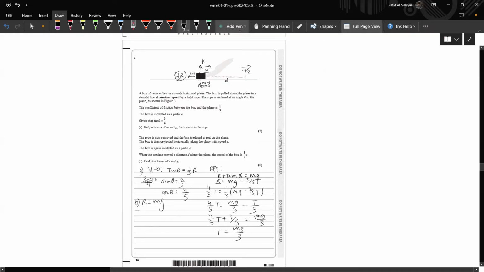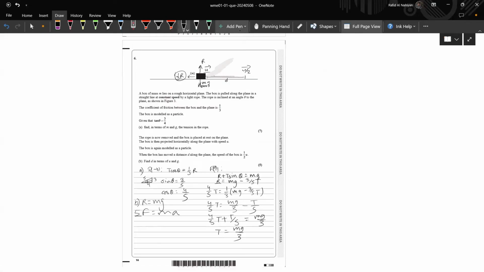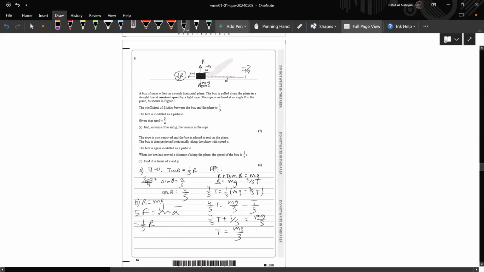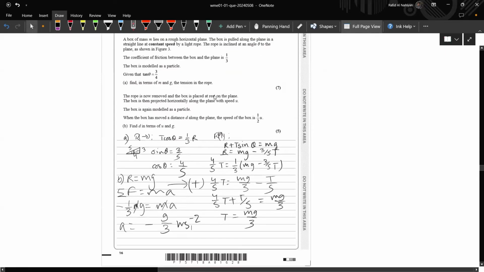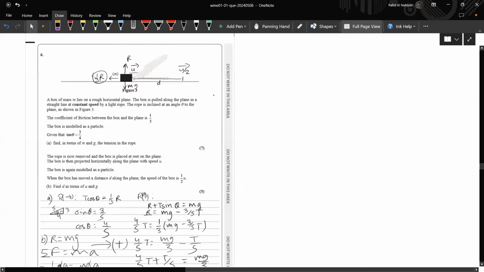And now I can actually find the acceleration with this: the sum of all the forces is equal to ma. The resultant force is essentially minus 1/3 R. I'm considering this direction to be positive. So the mass is m, and the acceleration is what I have to find. Now in place of R, I can write mg. And I can see that the m's cancel out, and the acceleration is minus g/3 meters per second squared. Okay, next up, I've just found the acceleration. Then I'll be doing this.